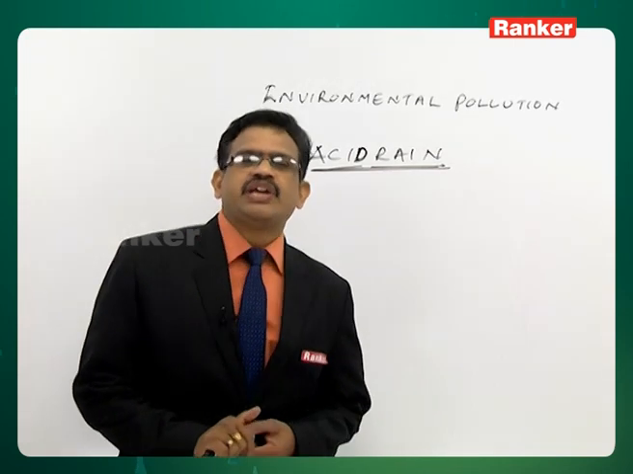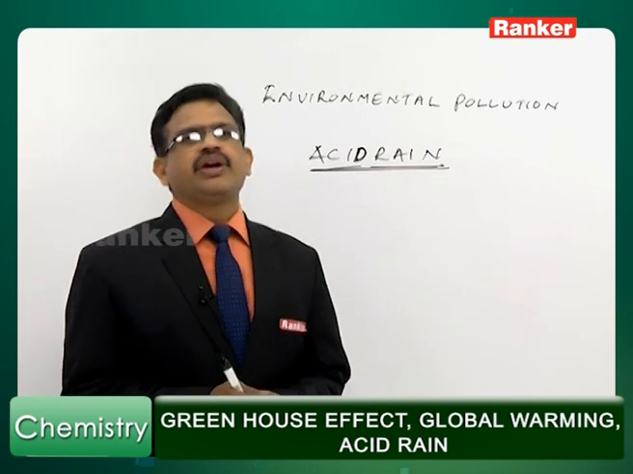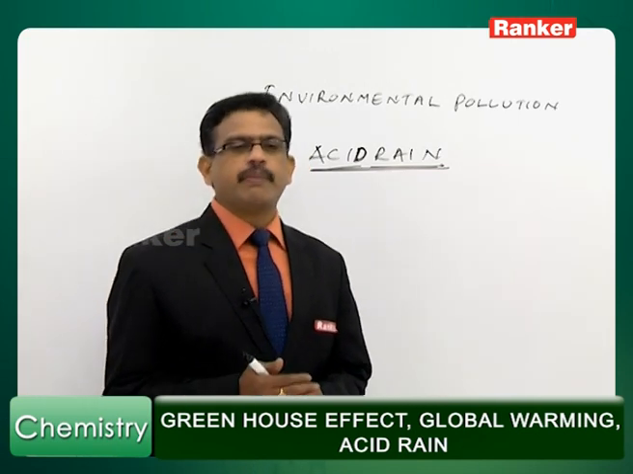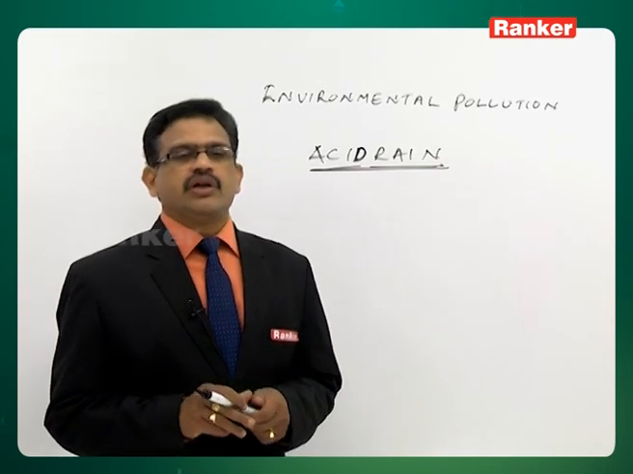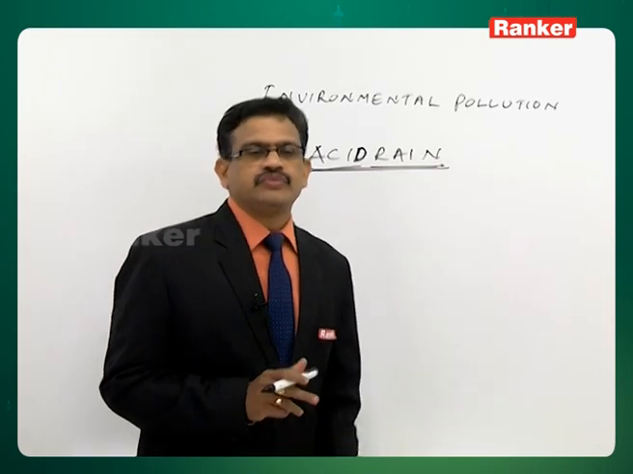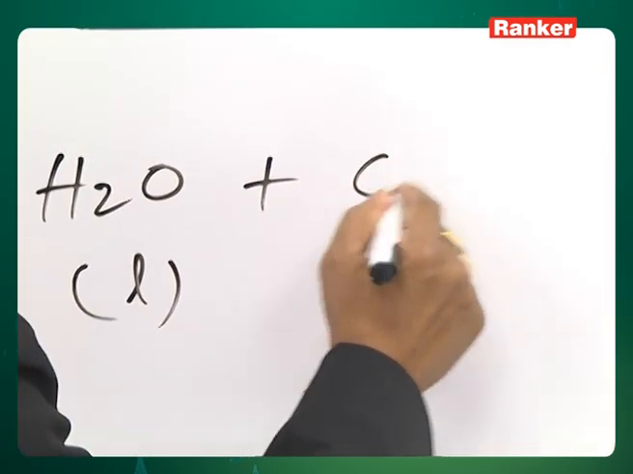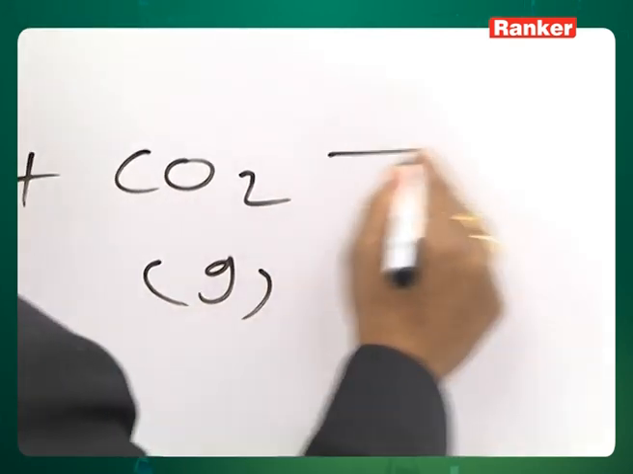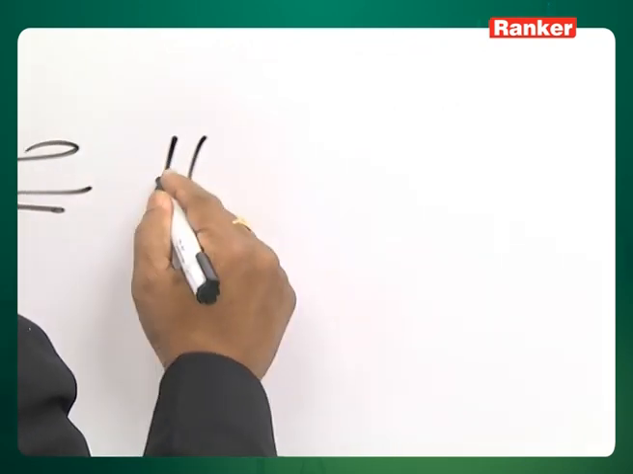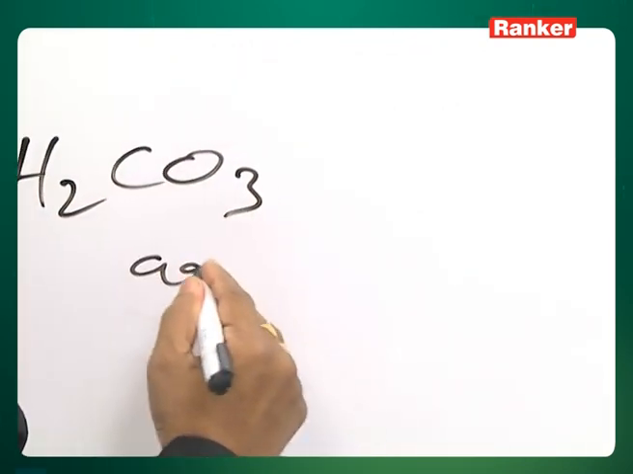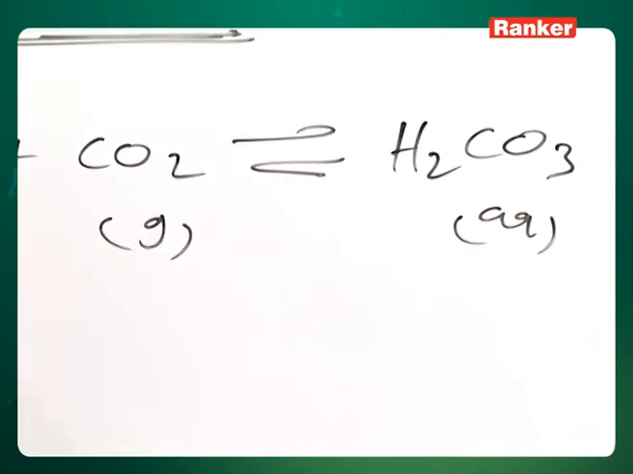Normally rainwater has a pH value of 5.6 due to the presence of H plus ions formed by the reaction of rainwater with carbon dioxide present in the atmosphere. So water combines with carbon dioxide gas present in the atmosphere and produces carbonic acid, H2CO3 aqueous.